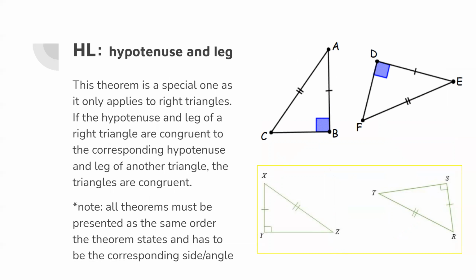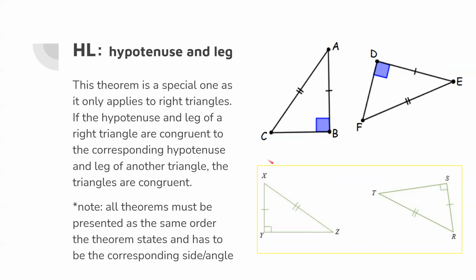Lastly is hypotenuse and leg, which is HL. This theorem only applies to right angles. So if it's not a right angle, this theorem is automatically one that you can't solve the triangle by. And it happens if the leg of a right triangle and the hypotenuse of a right triangle are congruent to the corresponding leg and hypotenuse of a different triangle. So over here, we see that AB is congruent to ED, and same with the hypotenuse, CA and FE. And so that's HL because hypotenuse leg.